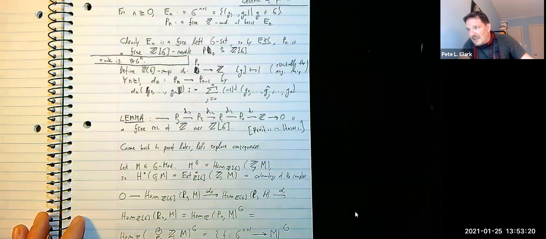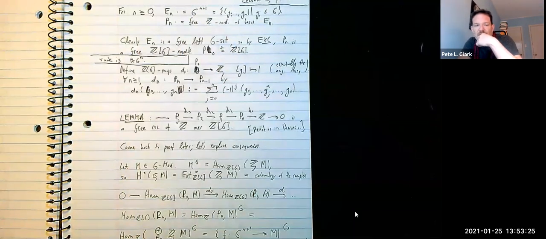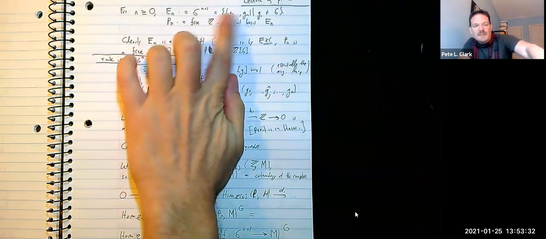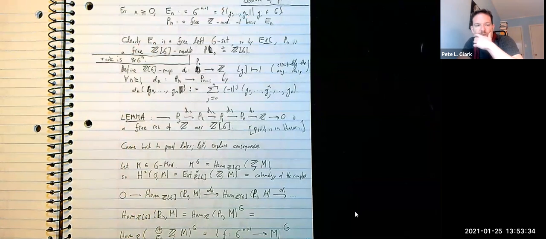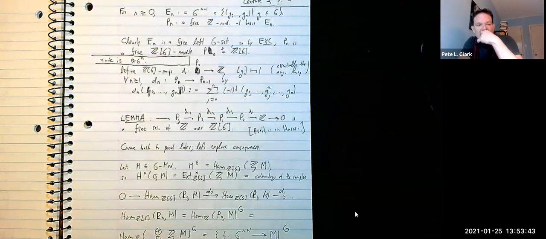For a non-negative integer n, E sub n is just the Cartesian product of n plus 1 copies of G. We view this as a left G-set with the obvious diagonal action. It is certainly a free left G-set. No non-identity element of G fixes anything in its diagonal action on copies of G. So by an exercise that I stated last time, if you take the free Z-module on a free G-set, then you get a free ZG module. Okay.